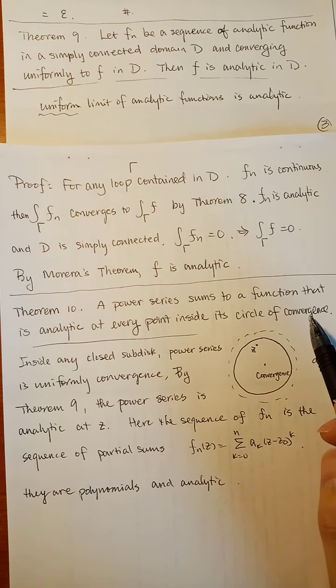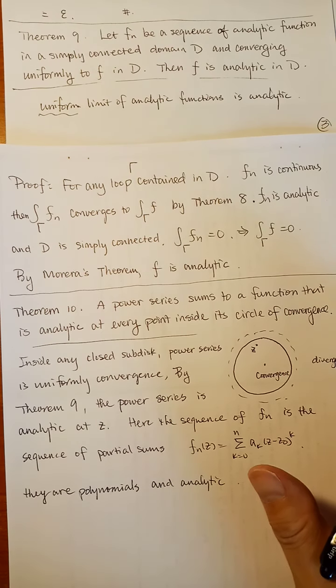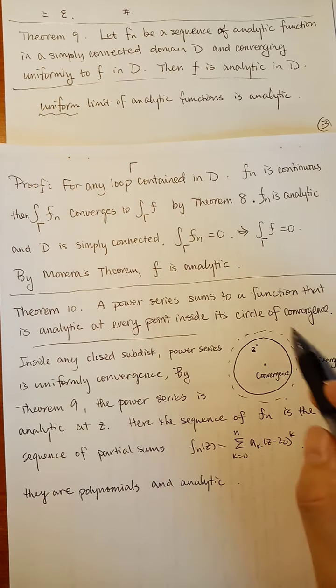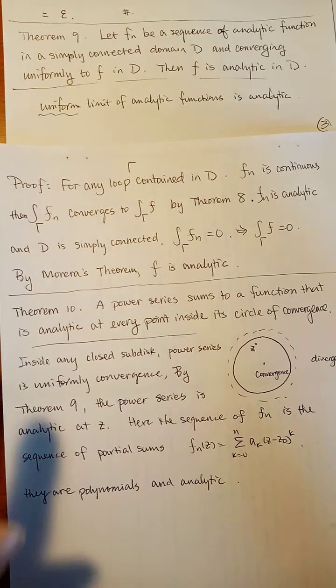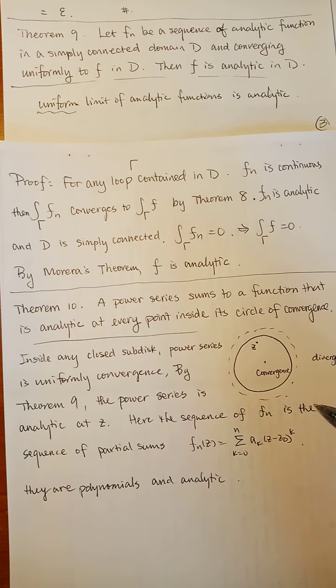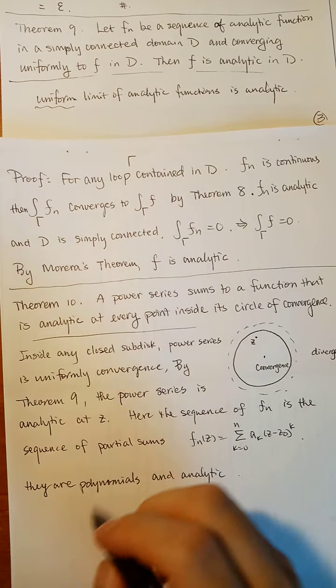So if you have a circle of convergence, then the power series will be analytic inside. Outside it diverges, so we don't discuss analyticity. On the circle, it may or may not converge, so we don't discuss analyticity. We still don't know how to find the radius of convergence or the circle of convergence. That's fine. For some special cases, we can discuss it.